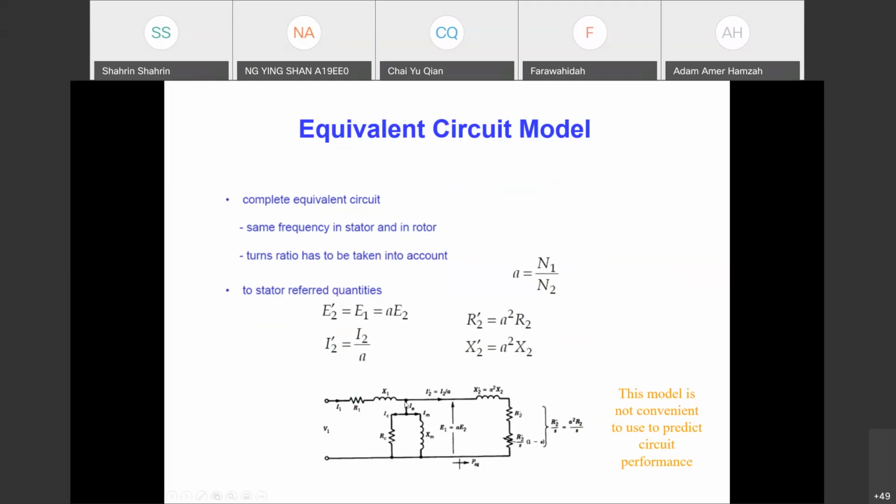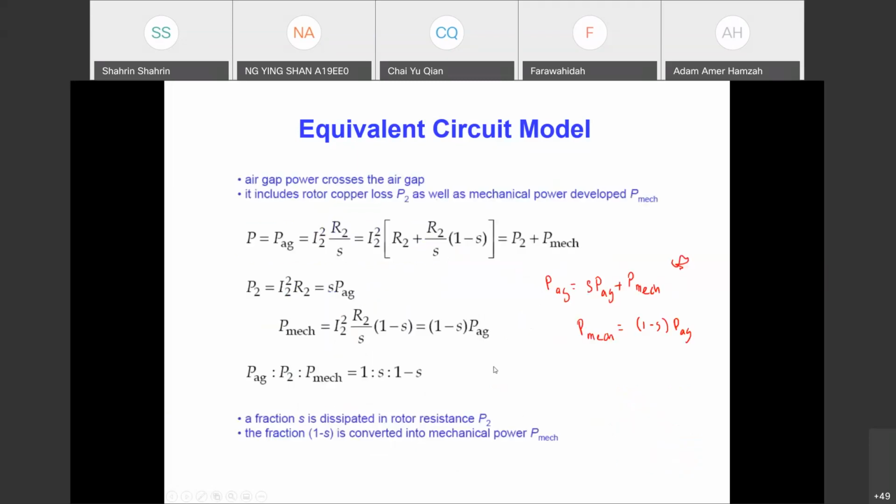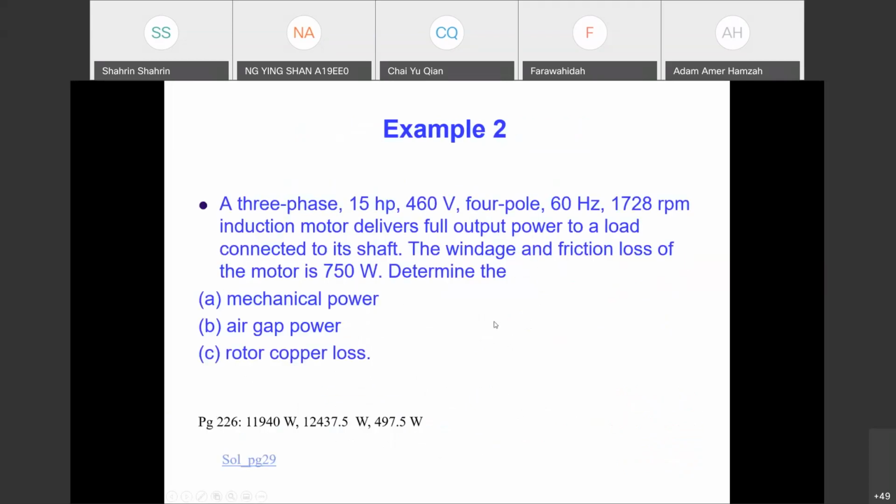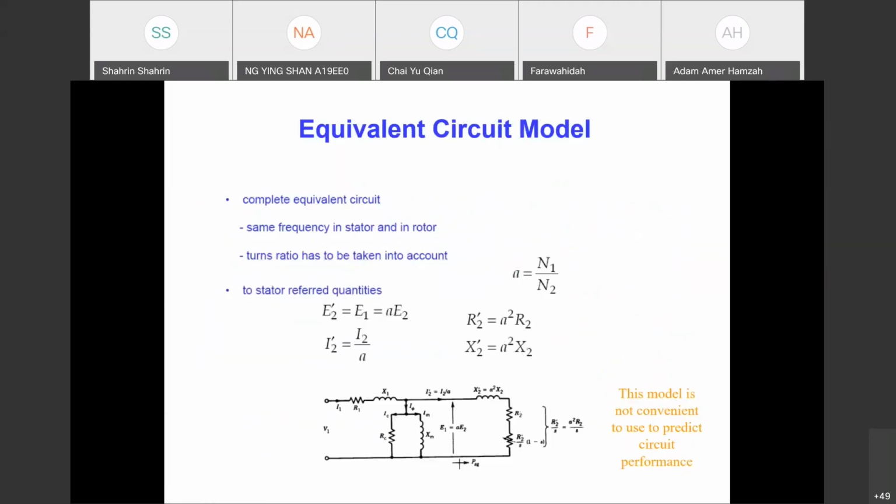Okay, but as you can see here, this model is not convenient to use to predict circuit performance because you have RC, XM, and so on. So this circuit is very complicated. So what we do is actually, this one is the same one that I have explained earlier. Okay, this one actually is not very convenient. Okay, we will actually look at the most simplified version of the circuit.